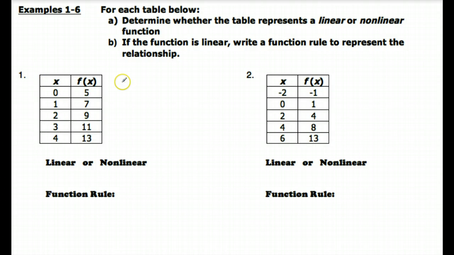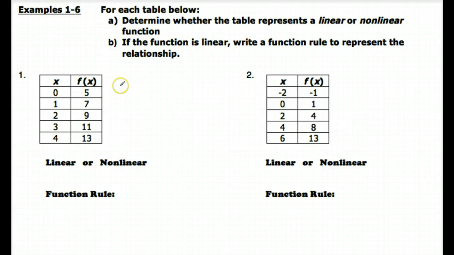For each of these examples 1 through 6, I'm going to give you a table of different x and y values, or in this case for 1 and 2 they're written in f of x function notation, but again f of x means the same thing as y. To determine whether these are linear or nonlinear functions, first we're going to determine what the rate of change is from one set of x values to the next and one set of y values to the next. Then we're going to tell whether or not that rate of change is constant. If it is, we know we'll have a linear function. If not, we're going to have a nonlinear function.